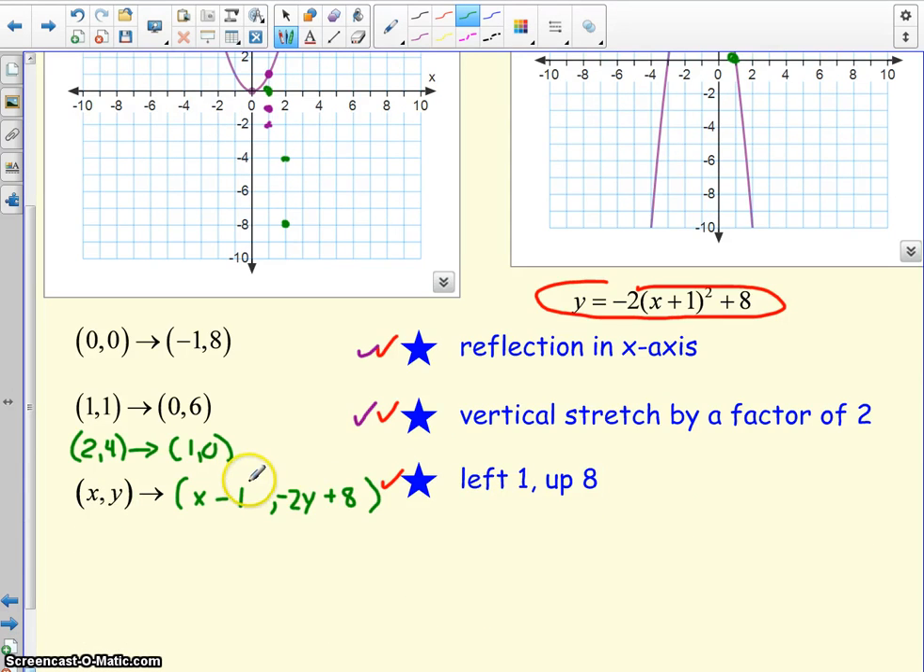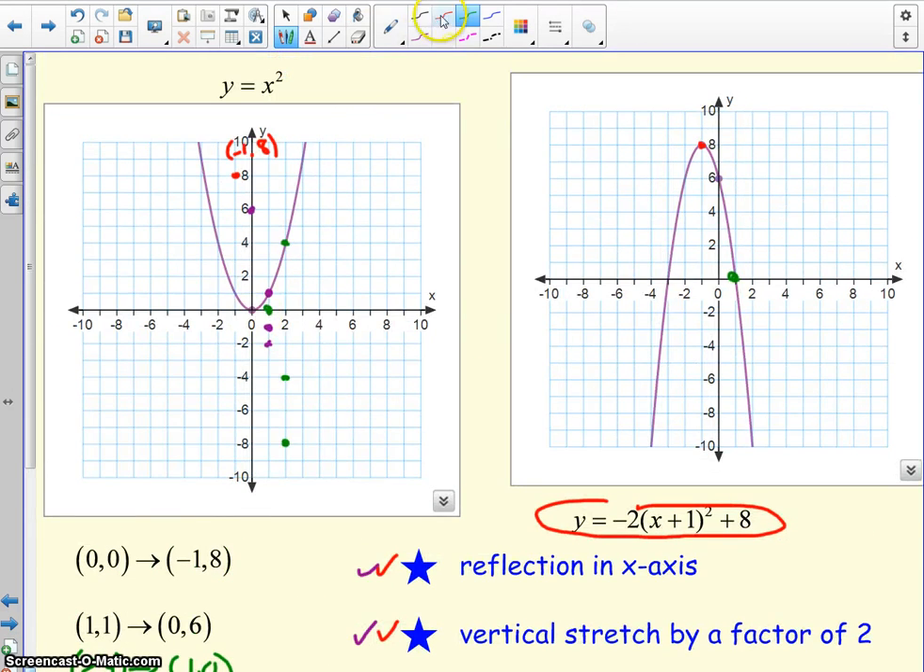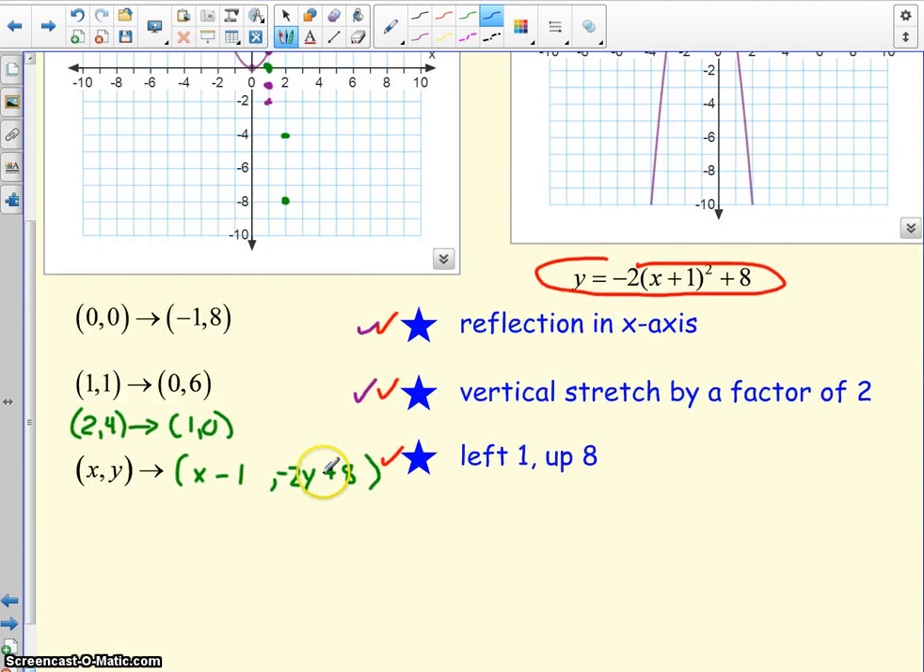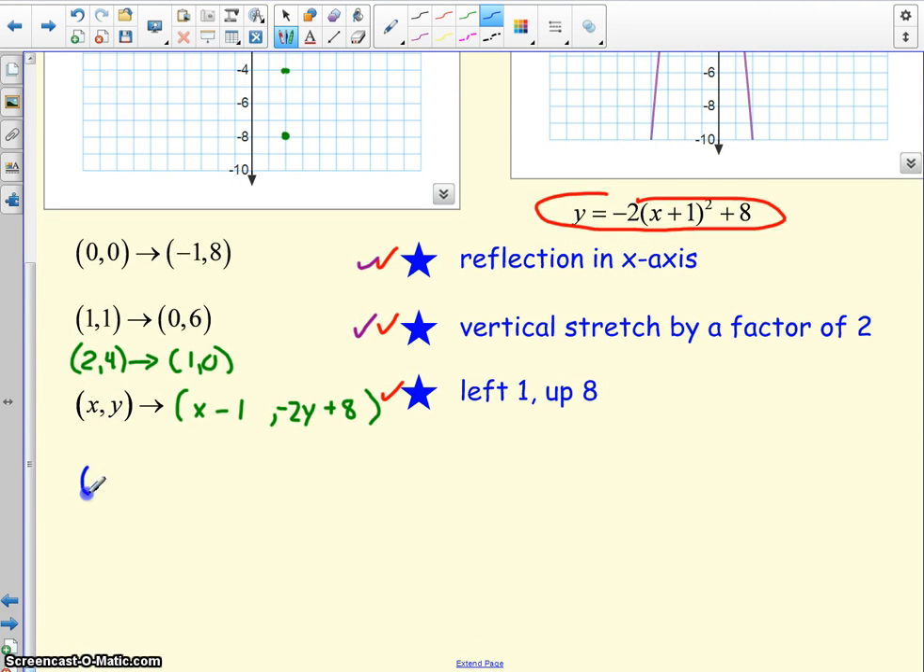So let's take a look at it. Let's try it. Let's take another point that's on here that we haven't tried yet. If we look on here, when x equals 3, y equals 9. Instead of actually going through the transformations on the graph, let's use our new rule. So let's take (3, 9) and throw it into this new rule. If x is equal to 3, the x value we're starting with is 3, so you have 3 minus 1. The y value we're starting with is 9, so we're going to have negative 2 times 9 plus 8.